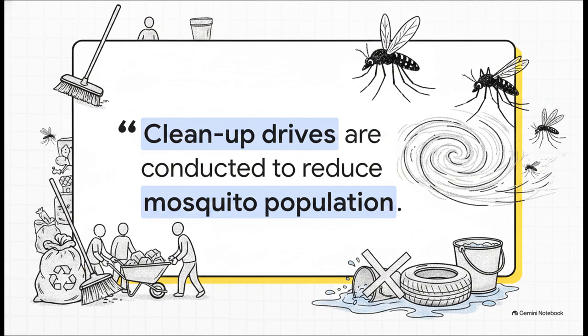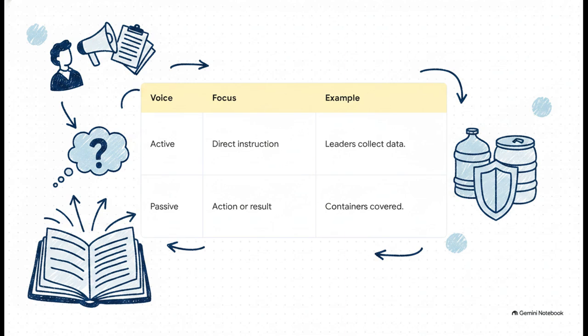Instead, the writer wants you focused on the action and the result: the cleanup drives and reducing mosquitoes. It's a brilliant little trick writers use to guide your attention. To put it simply, writers flip between active and passive voice depending entirely on their end goal. Do you need to give a direct instruction and show exactly who needs to do it? Boom, use active voice, like barangay leaders collect data.